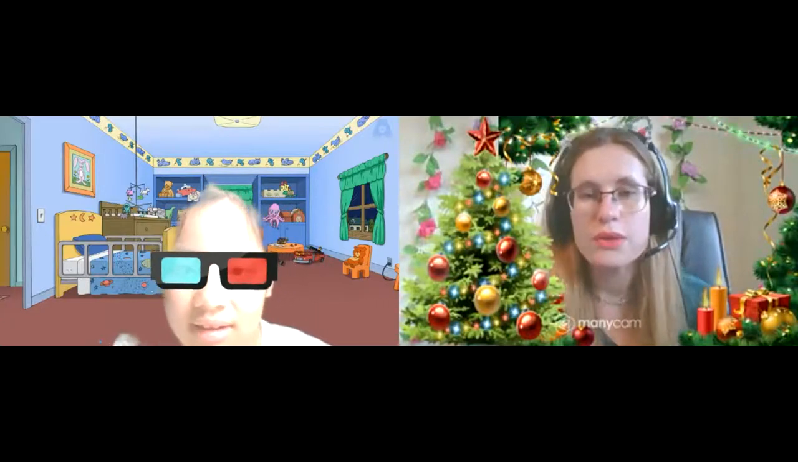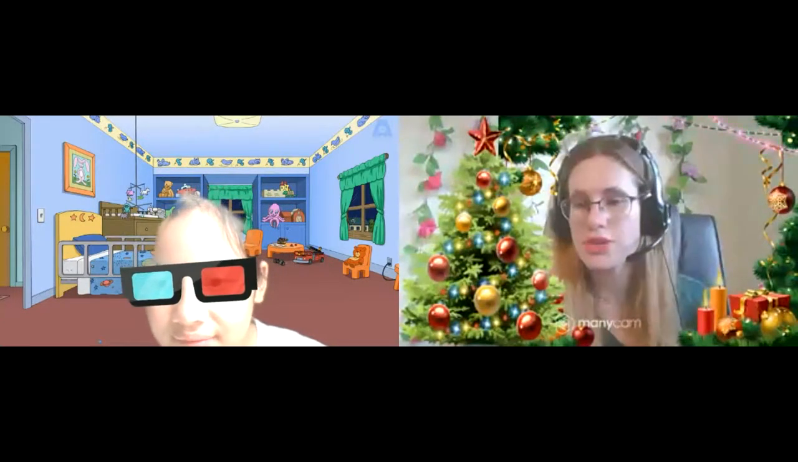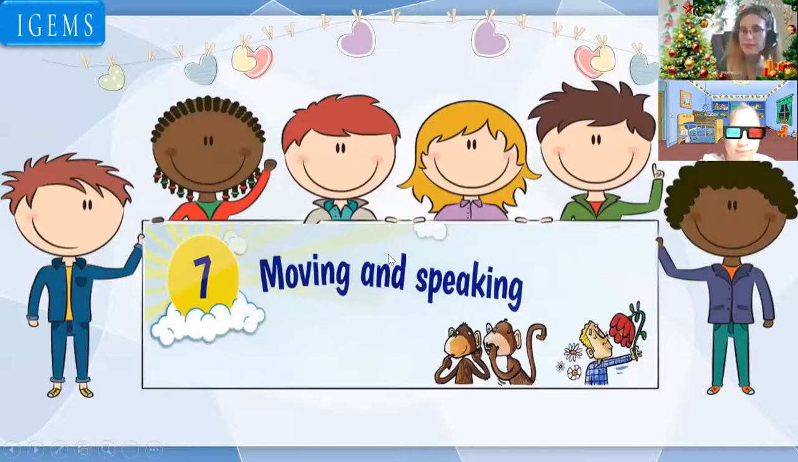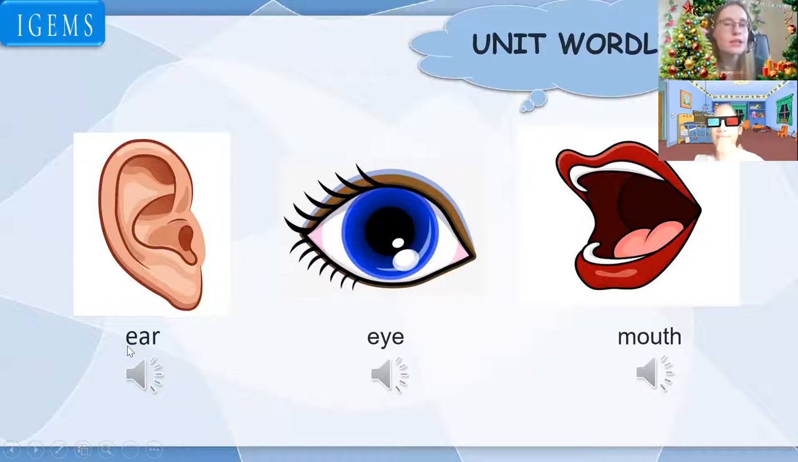Okay, so let us start our lesson now. Okay, already better. Good. So, unit seven, moving and speaking. Some very important things. The first one is ear. Ear. How many ears do we have? We have 2 ears. Good job. We have 2 ears.